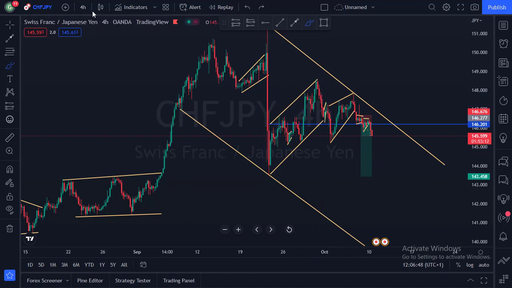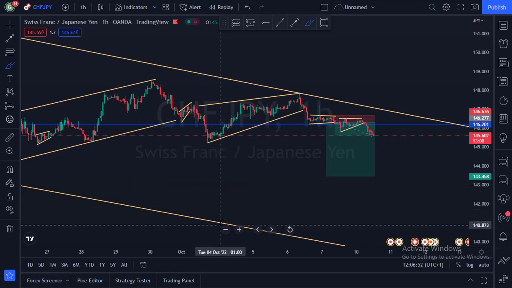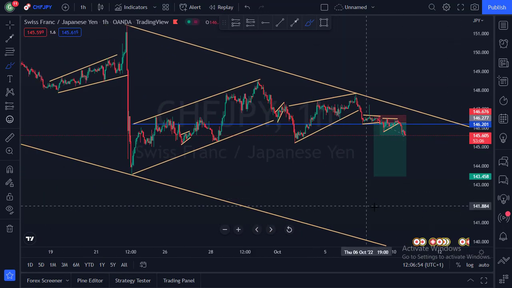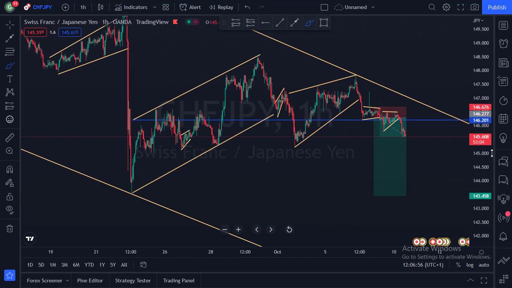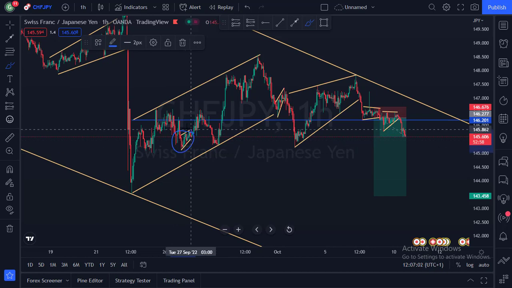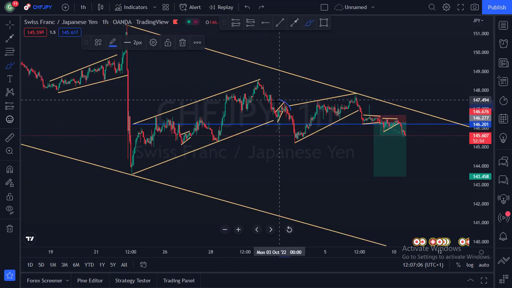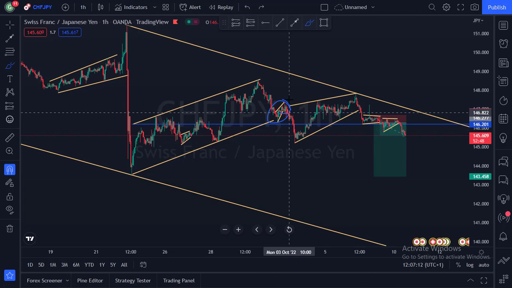I think I got into a trade. If you go to the 1-hour time frame, I got into a trade here at some point, and I ended up losing that trade somewhere here. Then this correction. I think I was supposed to go into this trade, but I don't know what happened. I think I missed that trade, so I didn't get into that trade.